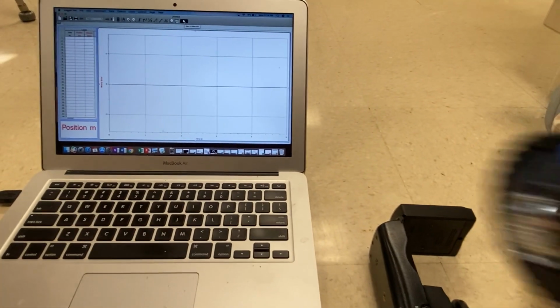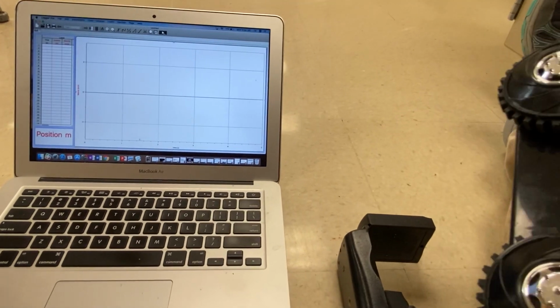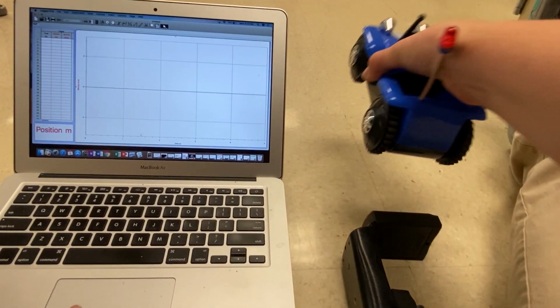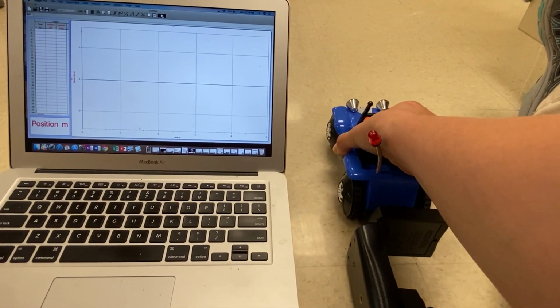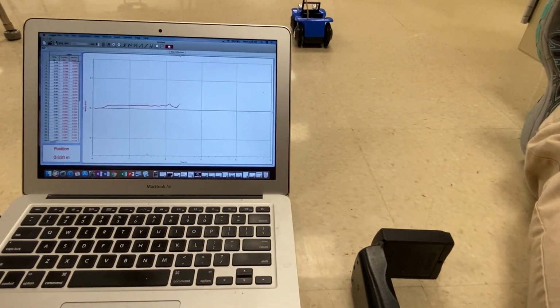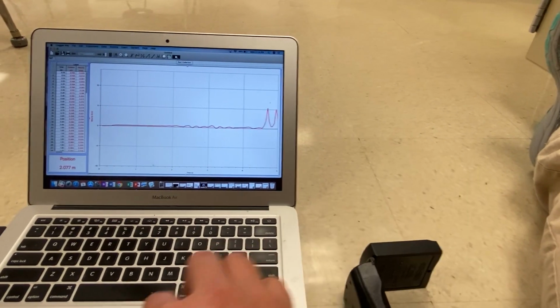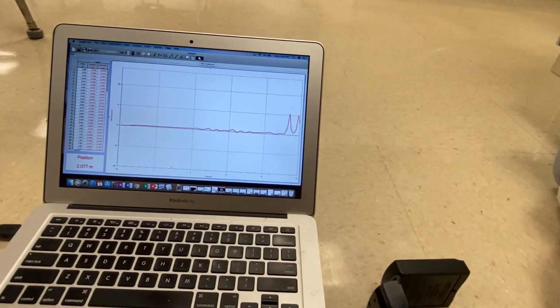Now we're going to look at the constant speed buggy to see if it shows that the velocity is consistent. Ready? Go. All right, go grab it.